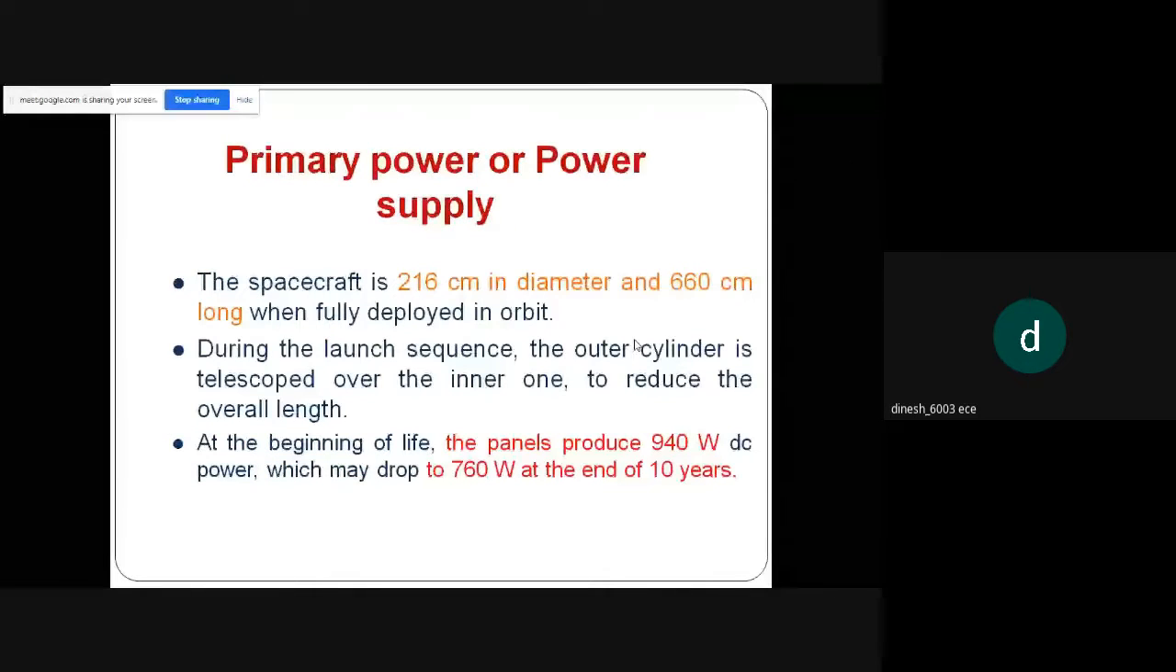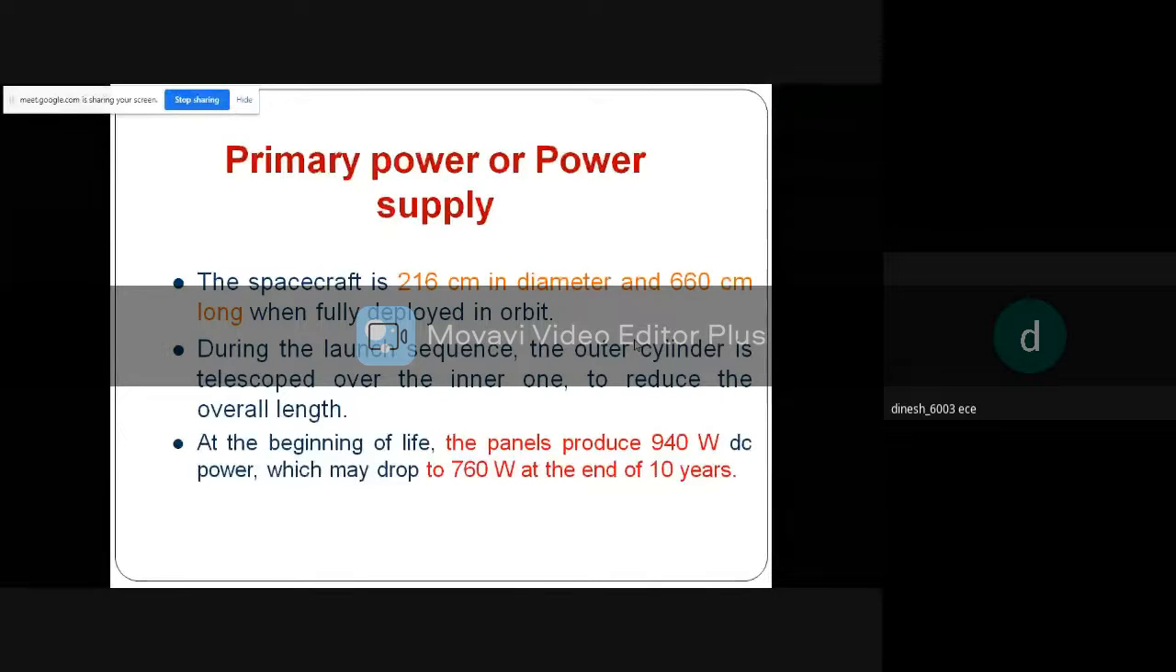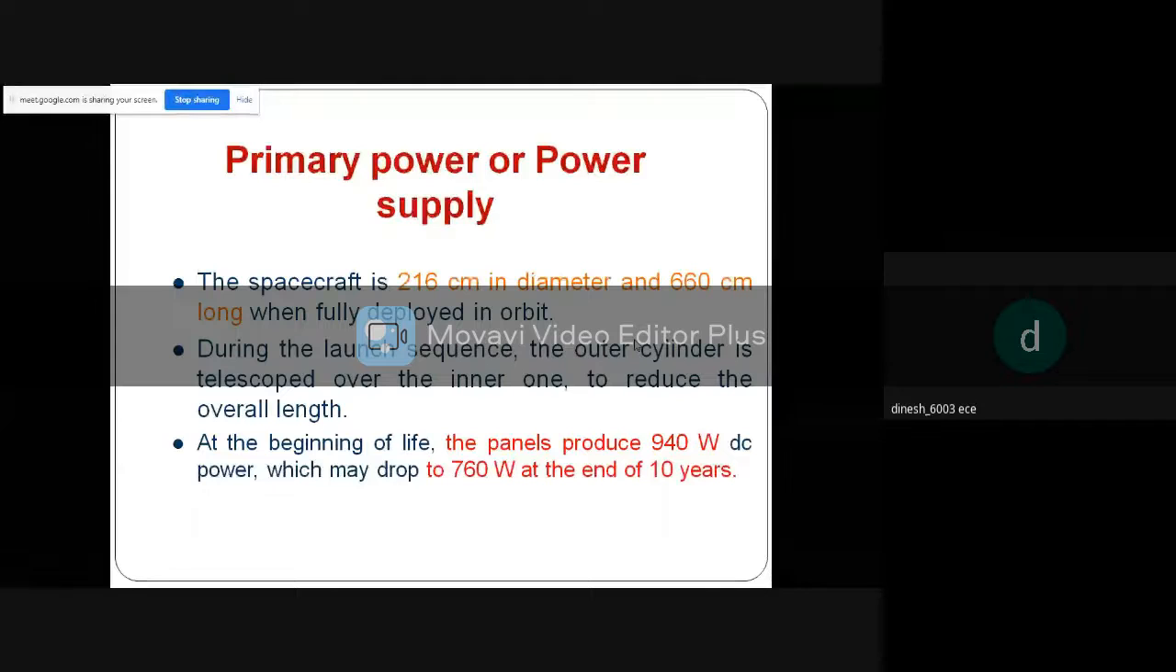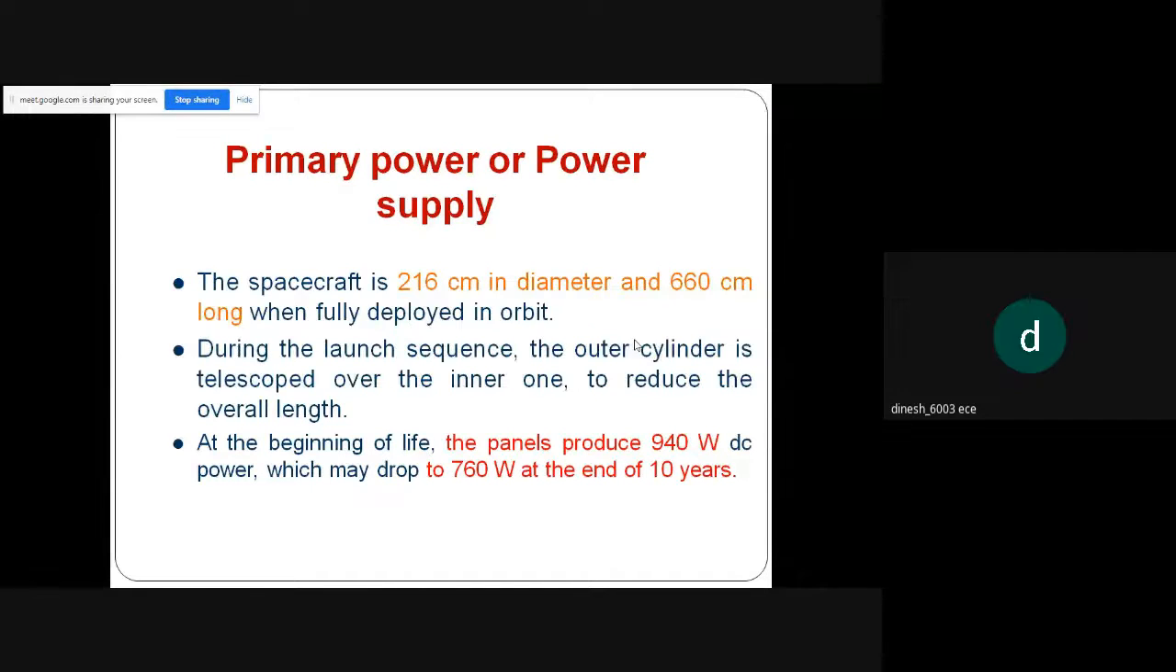So what are the dimensions? Let us see. The spacecraft will have a dimension of 216 centimeters in diameter and 660 centimeters long when it is fully deployed in orbit. So when the solar panels are in the orbit which revolves around the earth, the spacecraft will be about this dimension.